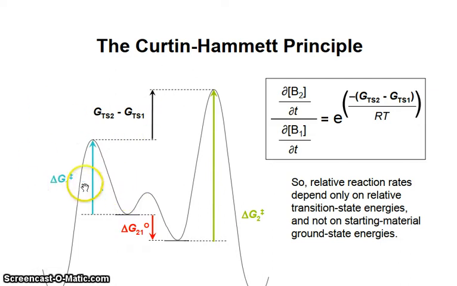Now this del G, you can see here, the red one, this is the energy difference. So delta B2 concentration divided by delta T, delta B1 concentration divided by delta T is equal to exponential minus GTS2 minus GTS1 divided by RT. So relative reaction rates depend only on relative transition state energies and not on starting materials' ground state energy.